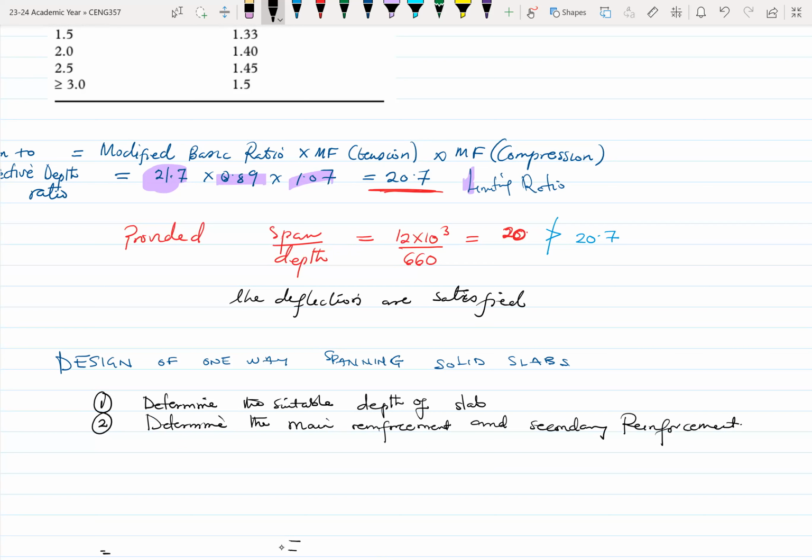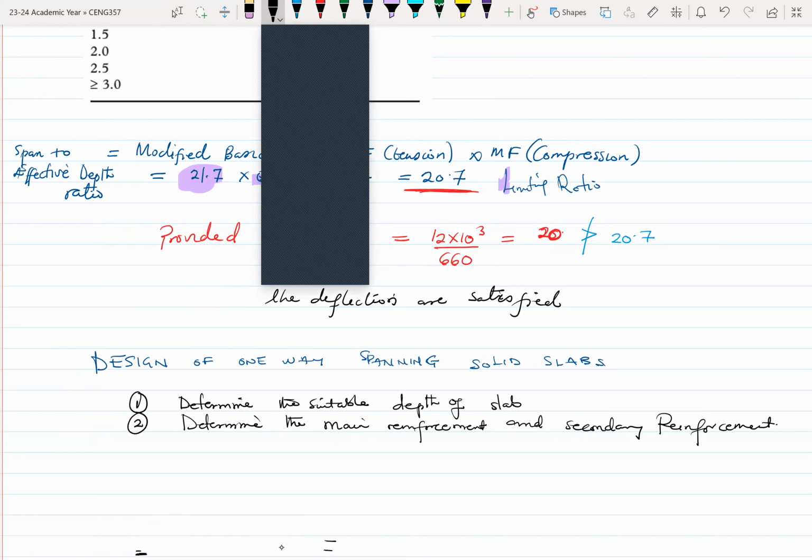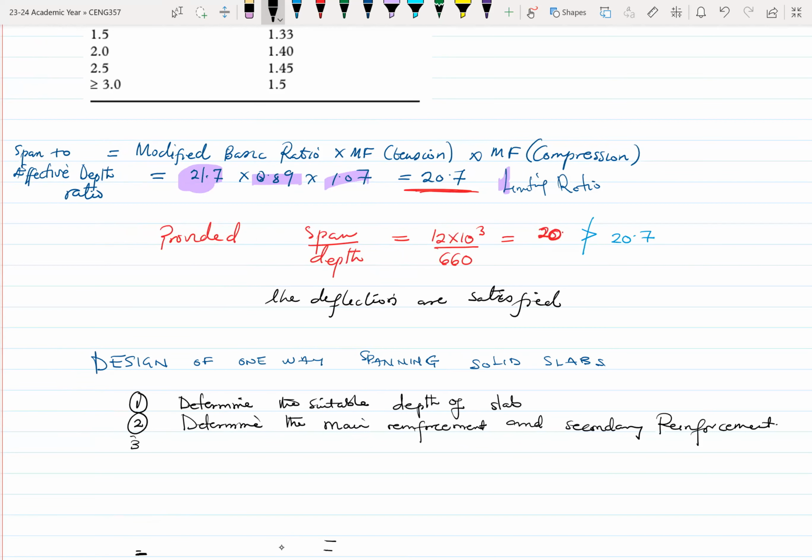Then if need be, we check for shear. All right, we always have to check for shear stress. So I can put some A series by that, and then of course you also do your detailing, or slab detailing.